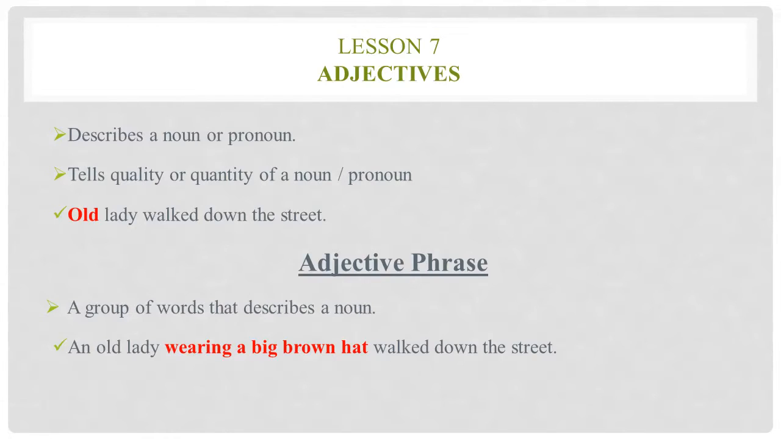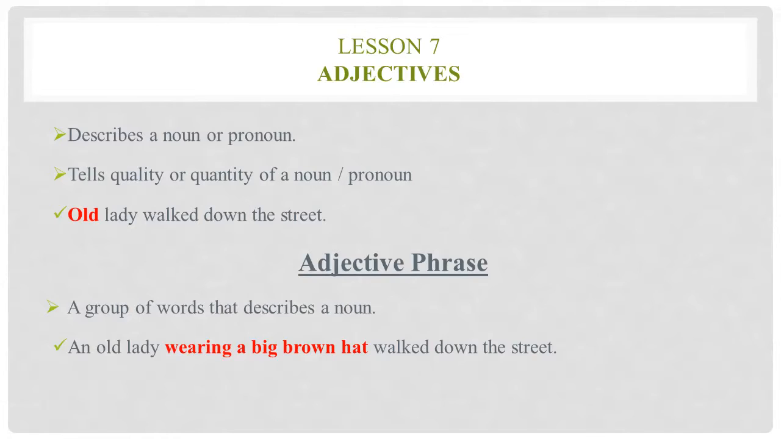Our main concern is adjective phrase. Phrase is a group of words. So adjective phrase is group of words that describes a noun. A group of words that function as an adjective is adjective phrase. In the sentence, an old lady wearing a big brown hat walked down the street. Phrase, the group of words. Wearing a big brown hat describes the lady. So this is adjective phrase.